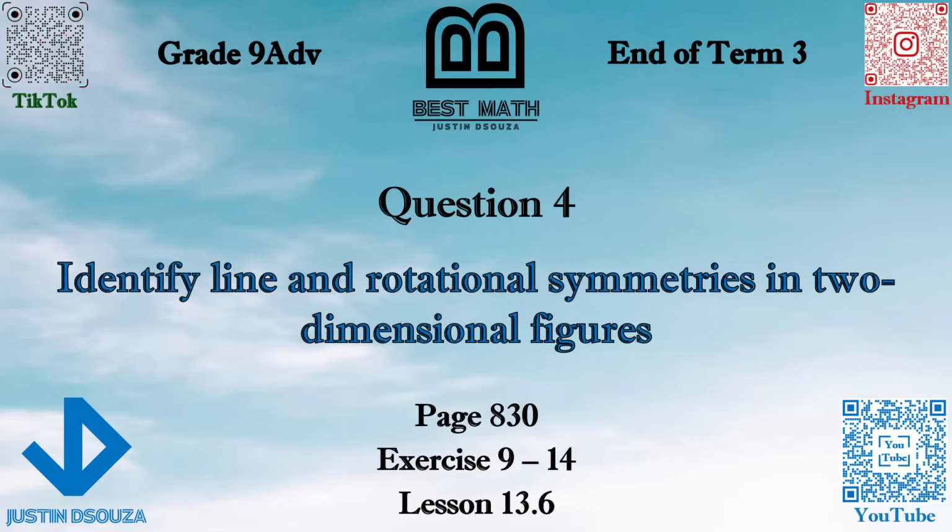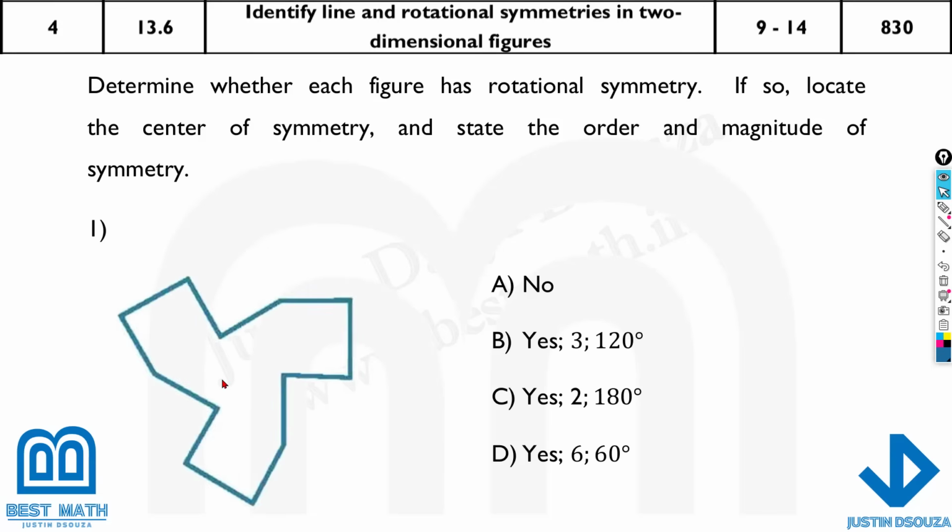In this question, we will learn about rotational symmetries in two-dimensional figures. Here you have a 2D figure and we need to find whether there is rotational symmetry, and if so, how many times, how many degrees does it take? Basically, what they're asking is, imagine this was the center. If you start rotating this, is there any way to get the same shape back again?